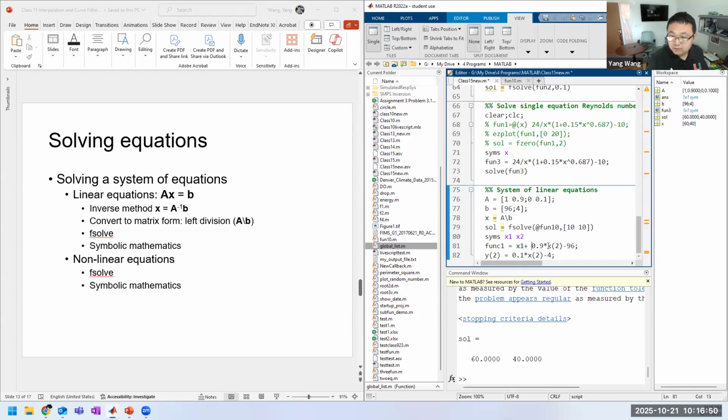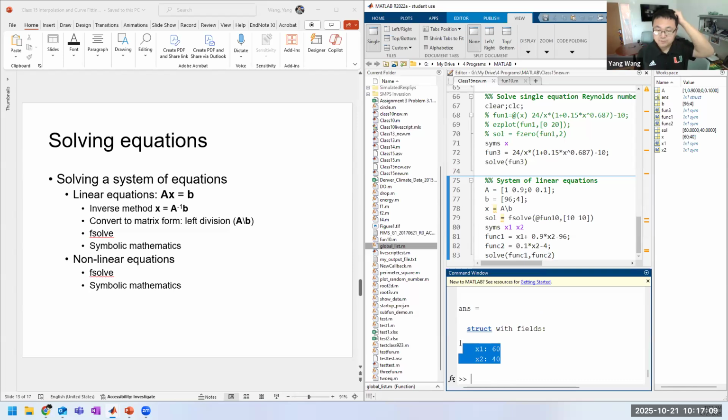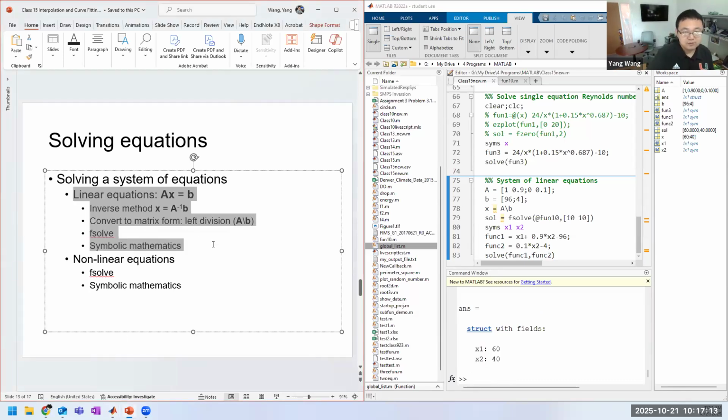x1, x2, function 2. Okay, so then it's solve function 1 and function 2. Okay, so then it's going to give you x1 being 60, x2 being 40. Right, so these are the different ways to solve for linear equations.